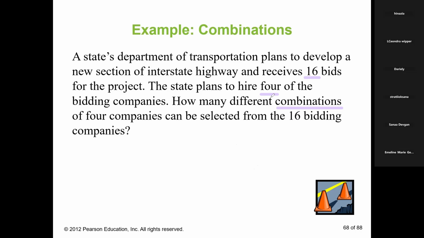So here n equals 16, r equals 4. So here that would be 16C4. Okay, so 16C4. I use the combination, not permutation here. That's why they asked you here. They said, how many different combinations of 4 companies can be selected from the 16 bidding companies? Is this clear?